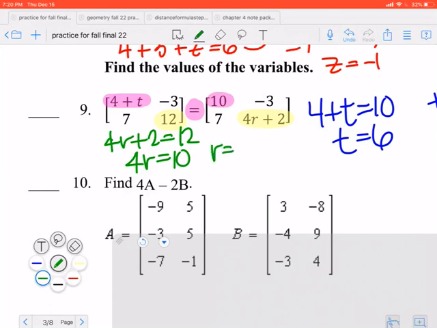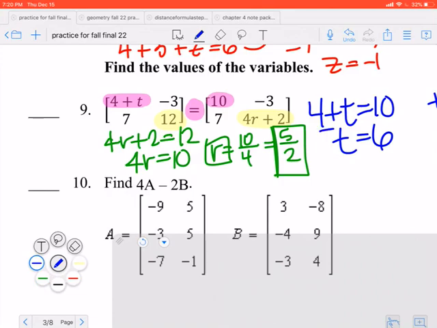Dividing both sides by 4, we get 10 over 4, which of course will reduce, cut in half, so we get 5 halves. R is 5 halves, and T is 6.